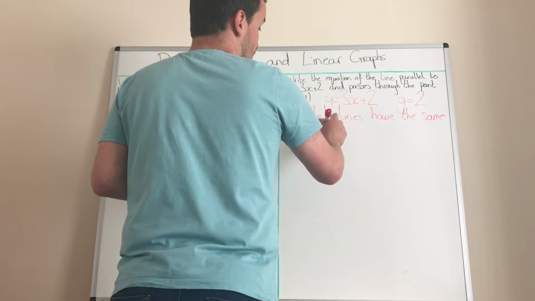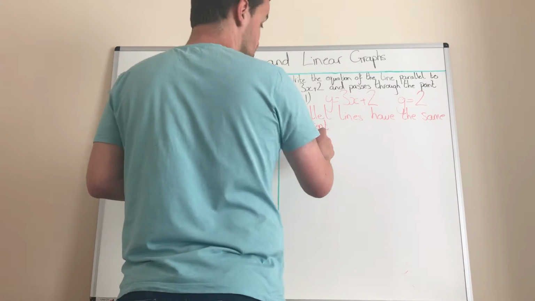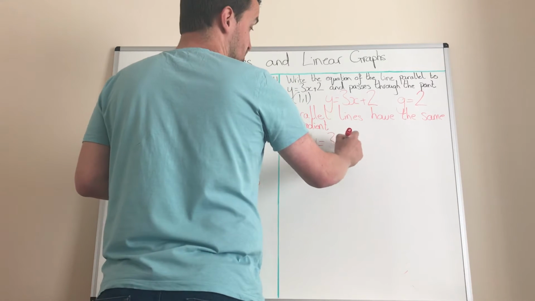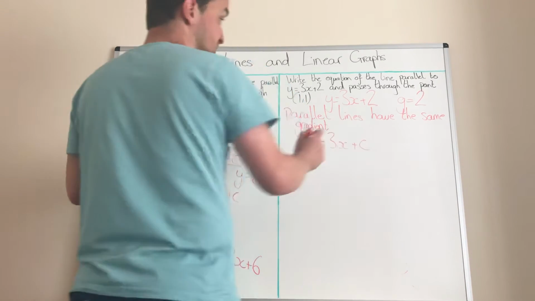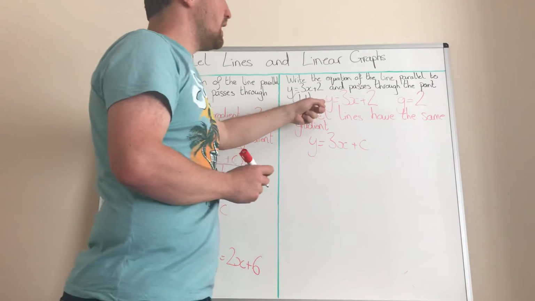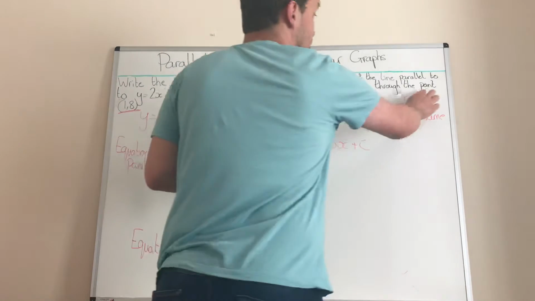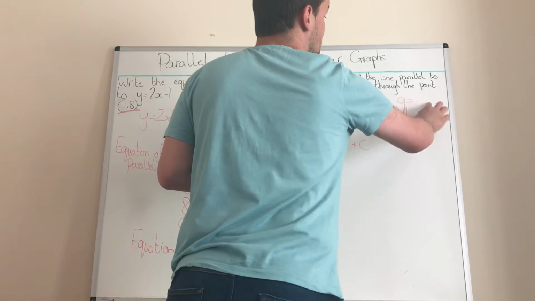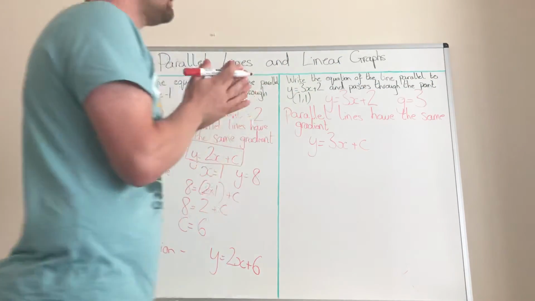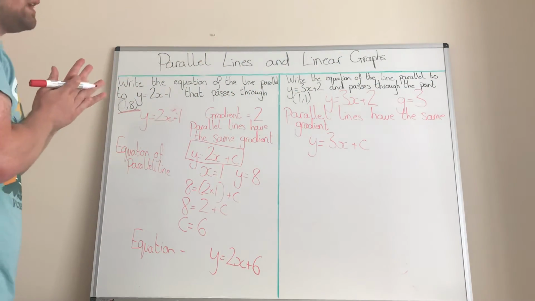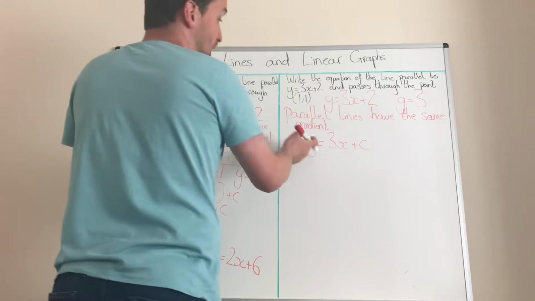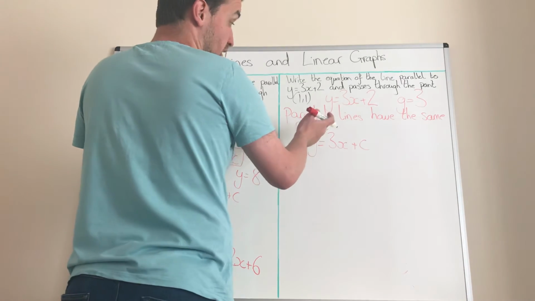So the gradient on our parallel line is going to be 3. So we're going to have y equals 3x plus c. Okay, so all we've done, that's the equation of the line we started with. Our gradient is not 2. Let's change that. I hope you all got that. Our gradient is 3. Okay, parallel lines have the same gradient. So the gradient of the parallel line is 3.